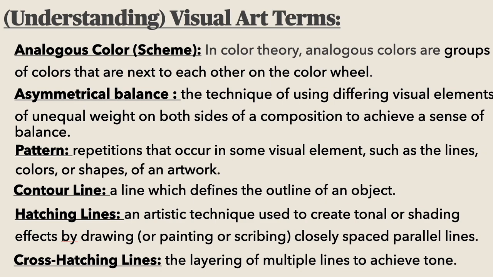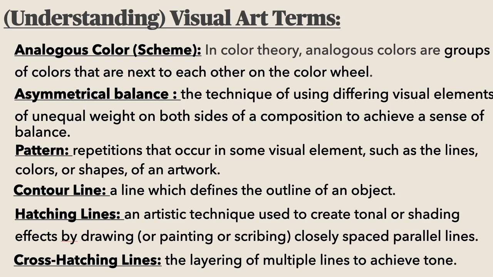Some of the visual art terms that we will be going over during this art lesson will be analogous color, which is analogous color scheme. In color theory, analogous colors are groups of colors that are next to each other on the color wheel. Another thing that we will be including in our project today is asymmetrical balance. This is a technique of using differing visual elements of unequal weight on both sides of a composition to achieve a sense of balance. We will also be using pattern.